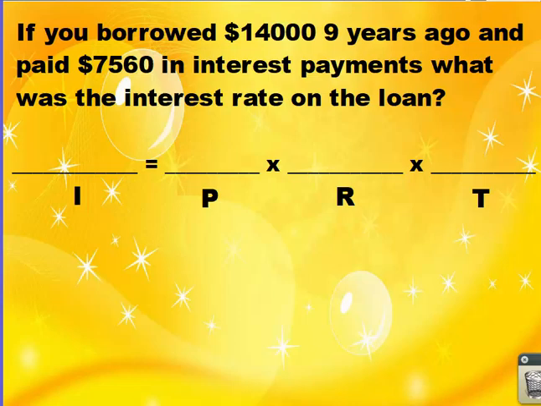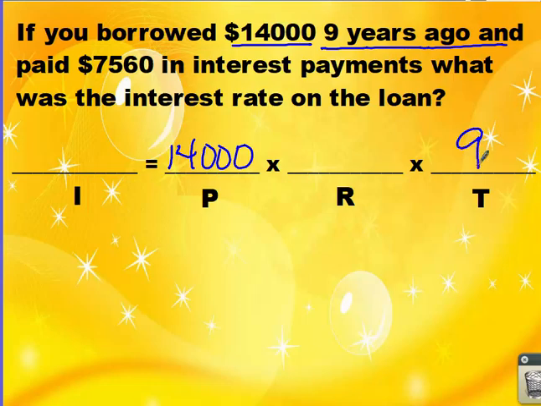It says, if you borrowed $14,000, well, our $14,000 is our principal. 9 years ago, so there's our time, and it's already in years, so we write it as 9. And paid $7,560 in interest, so that is our interest. What is the interest rate? So the R is what I'm looking for. Is there anything in this one that I could put together? The 14,000 and the 9 can go together.